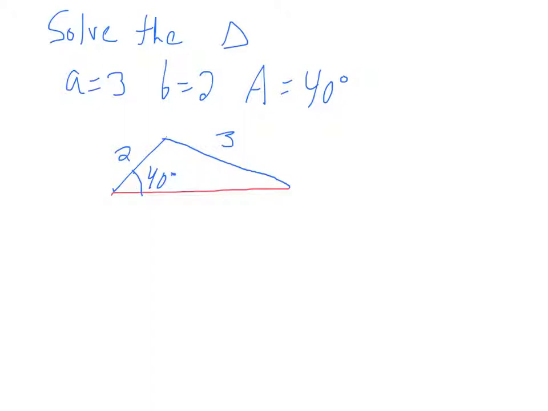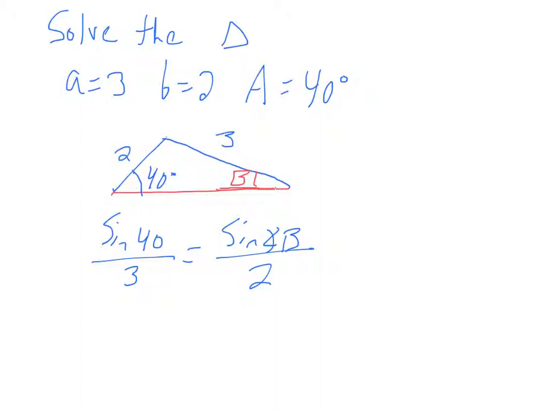So we can just go about our business as we normally would and set up sine of angle 40 over 3 is going to be equal to, and this is angle B. I'm going to do it in red, since we didn't know it initially. So that's angle B. Let's go ahead and find that. We get sine of angle B over 2. Now we have to solve for sine of angle B, so first of all, let's get sine B by itself. So sine B is going to be equal to 2 sine 40 over 3.